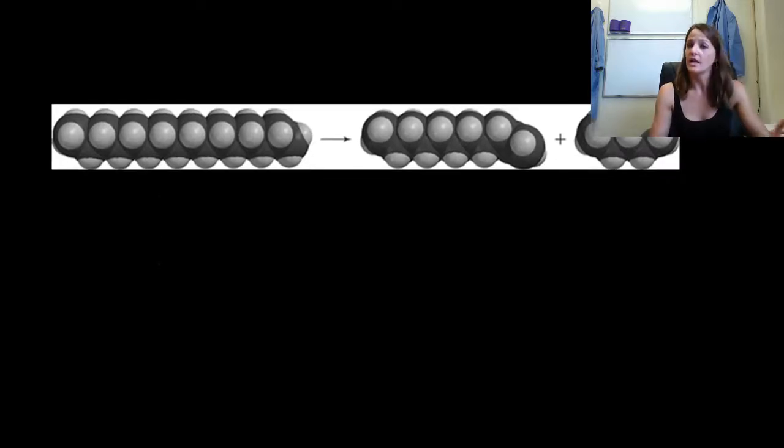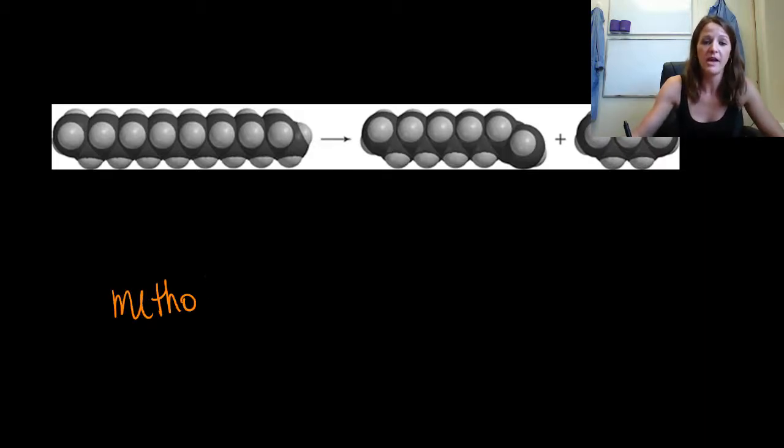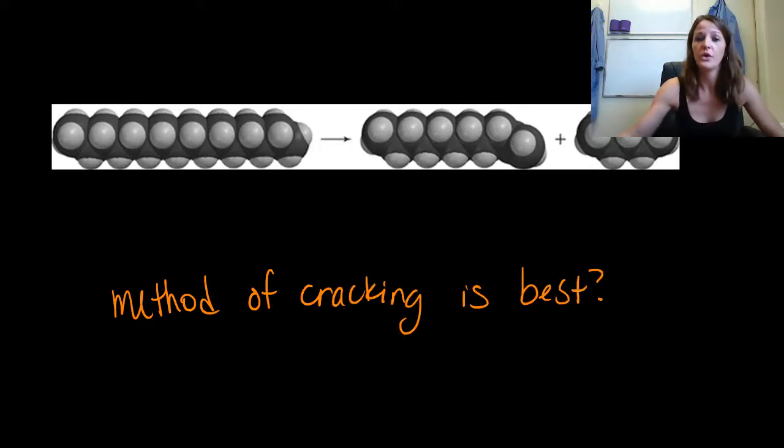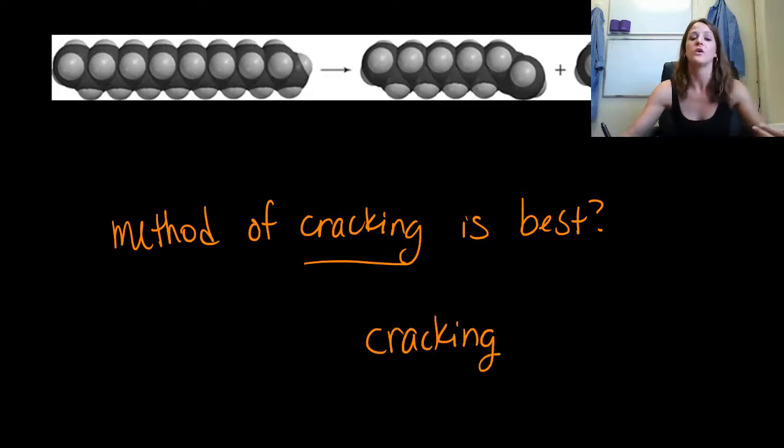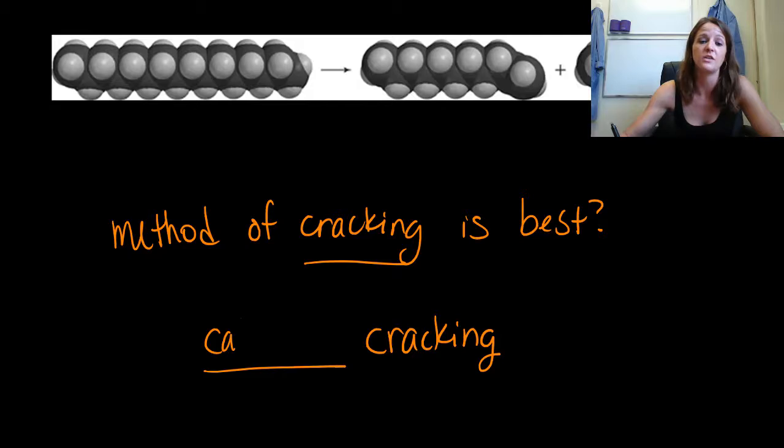All right, so now, I said a lot of different information here. Let's make sure we're all on the same page. My question is, which method of cracking is the best? Go. All right, did you get an answer? Hopefully you did. It's very, very straightforward. We're talking about which method of cracking, so it has to be cracking. It's definitely not reforming. So the only options we had here for the word before cracking was either catalytic or thermal. Thermal, I told you, was ridiculously expensive, so the best one is definitely catalytic cracking, okay?